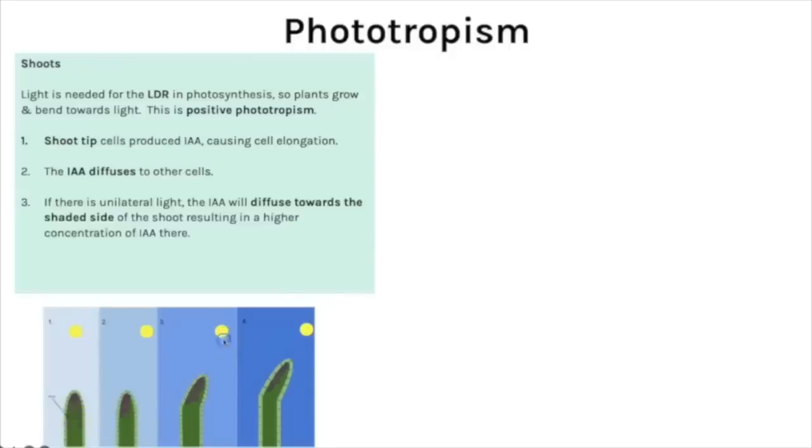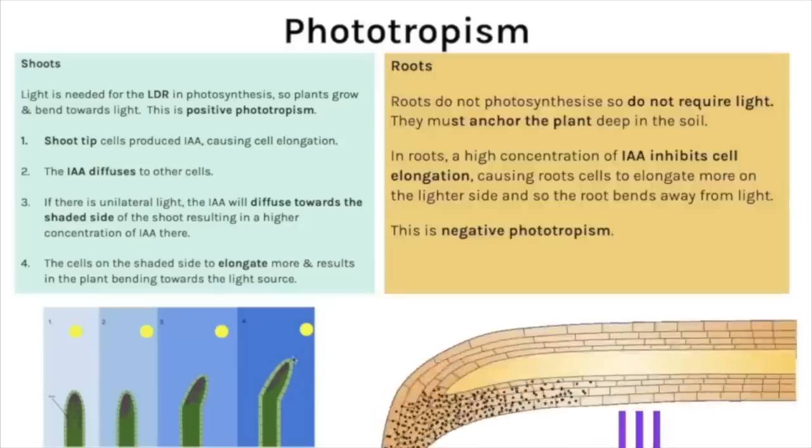However, in the other images we can see we've got a unilateral light source, meaning it's coming from one side. And picture 3 shows you the light to the right hand side. And the IAA will still diffuse to the shady side, that just happens to be on the left. And that will cause the cells on that side to elongate, and therefore the shaded side cells will be stretching and that side will be longer, and that causes the plant to end up bending towards the light source.